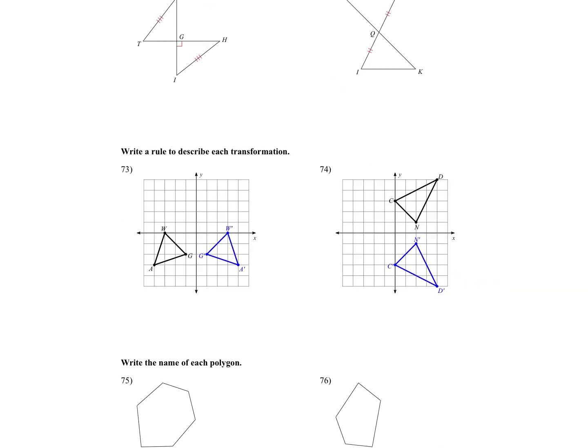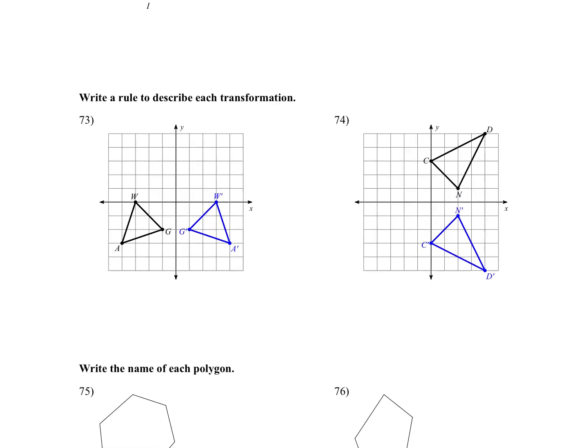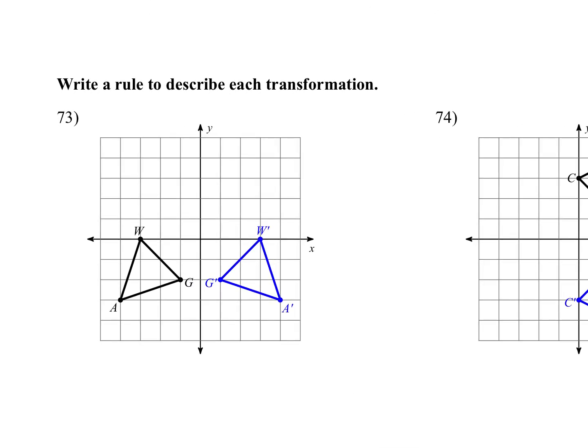Any questions on those properties before I move on? All right, a couple more we have to look at. We have to write a rule to describe each transformation. Between those two pairs right there, what's happening? They're being moved. How? With numbers. Genius. Think differently. What's happening between those two shapes on 73? They're mirrored, right? What do you mean by that? They're mirrored on the y-axis.